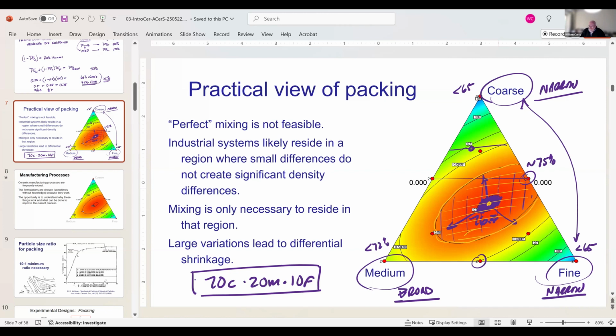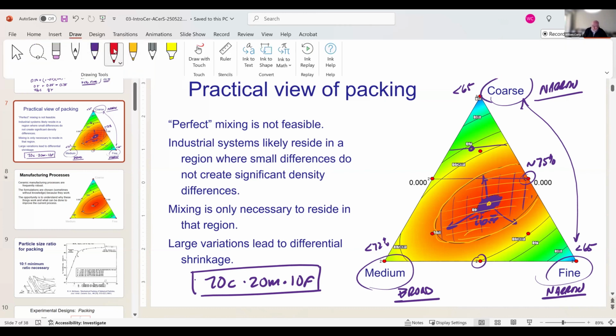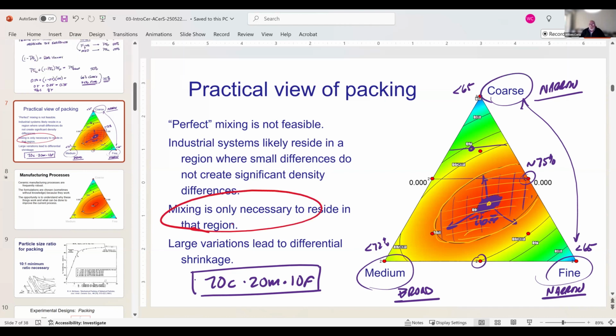Okay, and if I get really poor mixing where I have a pocket of fines, then that's going to want to shrink more, and that will lead to cracking. So the mixing that's necessary in this system is only that which is required to stay in this region. Okay, so I don't have this really stringent mixing process necessary.